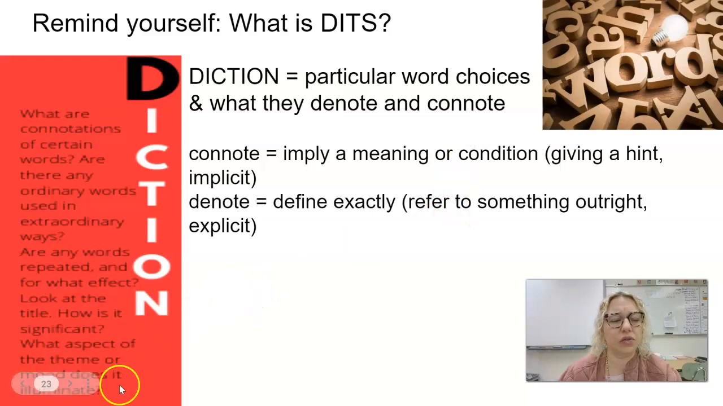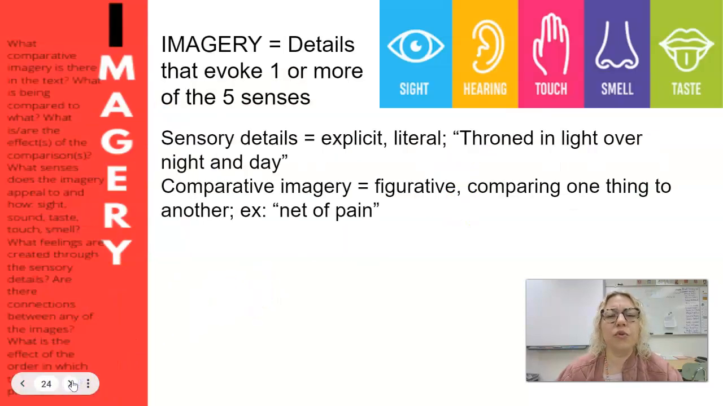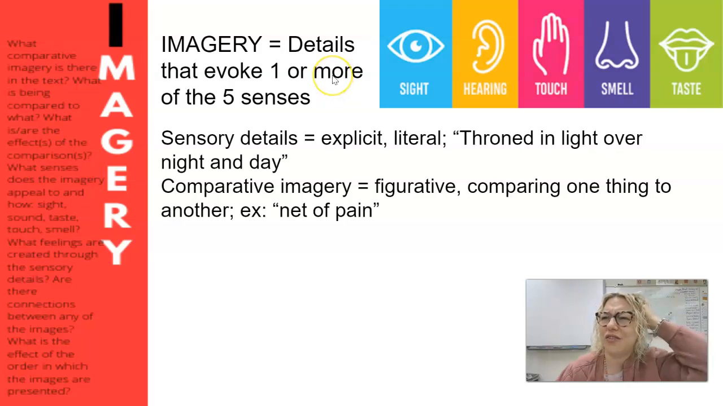If we move on to imagery, imagery is details that evoke one or more of the five senses. So even though it seems sort of opposite to say that we have hearing imagery, right? It still is a thing. The fancy word for it is auditory imagery. But if you talk about a sensory detail that creates a sense of sound, that is just as good.